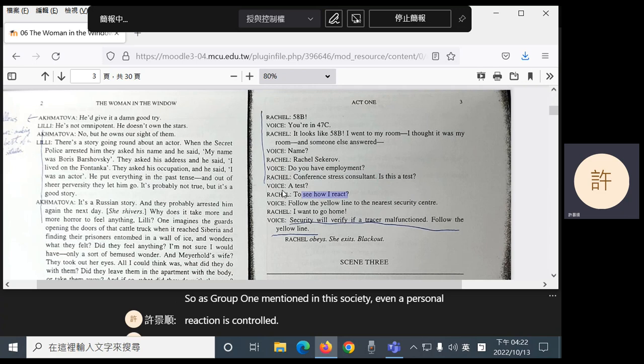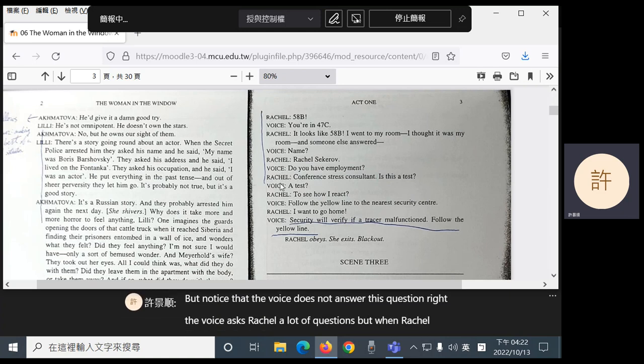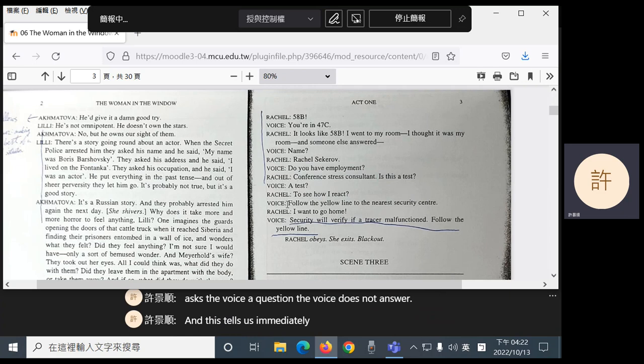But notice that the voice does not answer this question, right? The voice asks Rachel a lot of questions, but when Rachel asks the voice a question, the voice does not answer. And this tells us immediately who is in power and how much power they have.